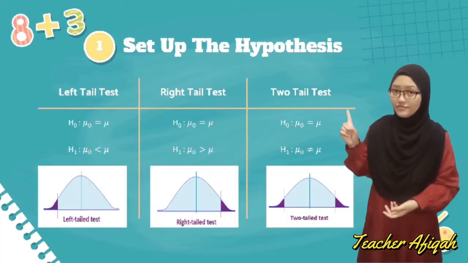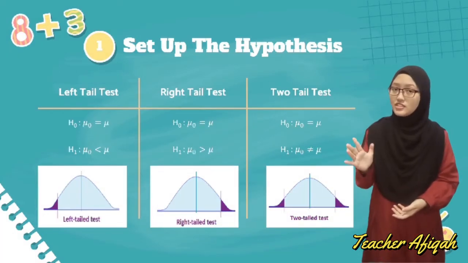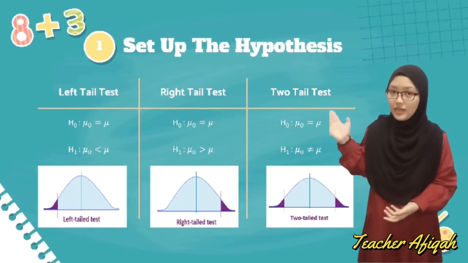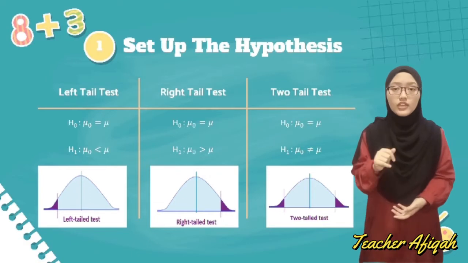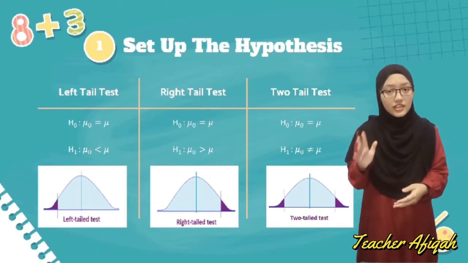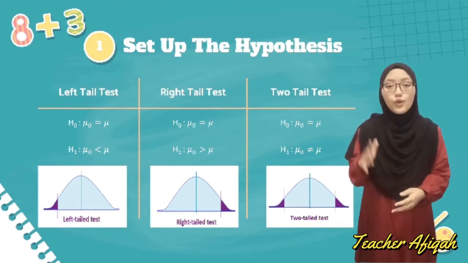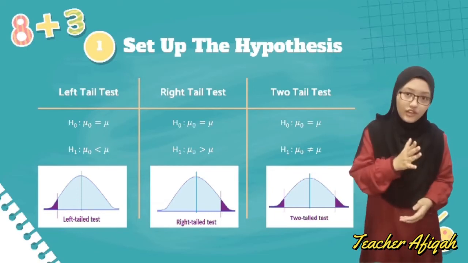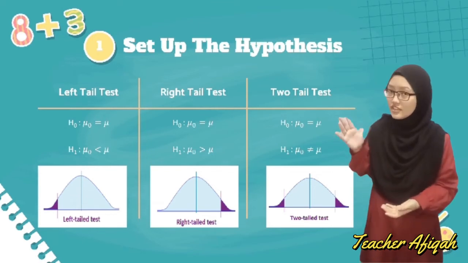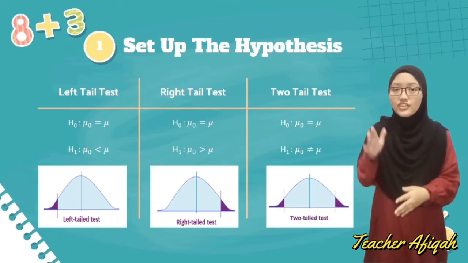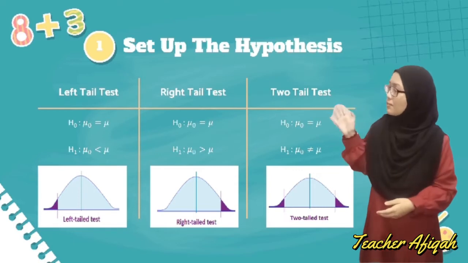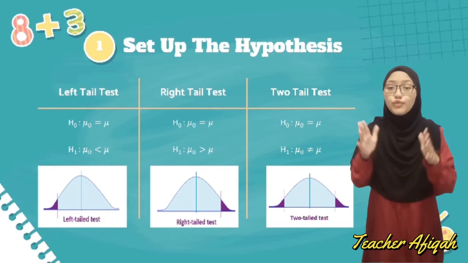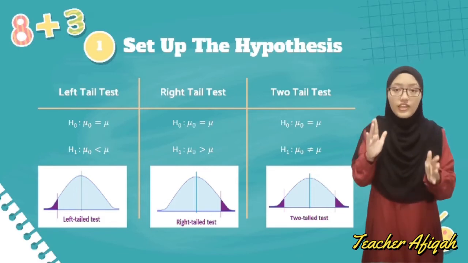So in step 1, we need to set up the hypothesis. We need to identify the null hypothesis and the alternate hypothesis in the questions. And then we need to identify the tails for the hypothesis, which are: the left tail, where the critical region is on the left side, the right tail, where the critical region is on the right, and the hypothesis for two tails, where we can see that the critical region is on both sides, right and left tails.